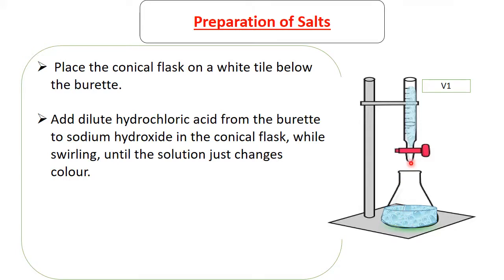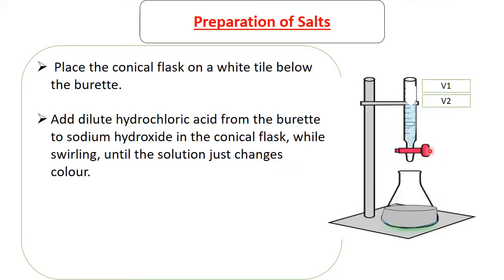So keep on doing that, observing the color change. At some point, the color is going to change. Once the color changes, it shows that the solution is now neutral. When that happens, you have to close the knob here so that no more acid goes into your conical flask. So when that happens, of course, there will be a color change. What you do is you record the second volume of the acid as V2.